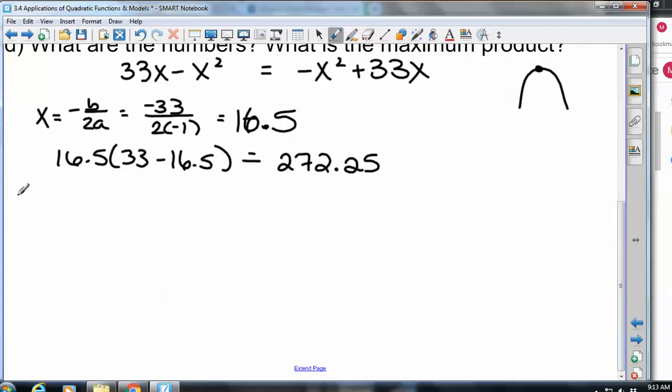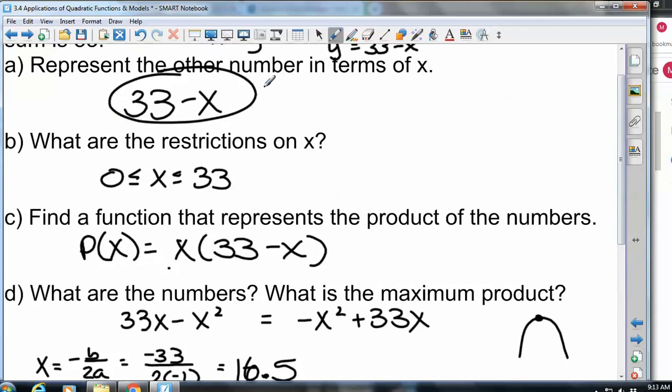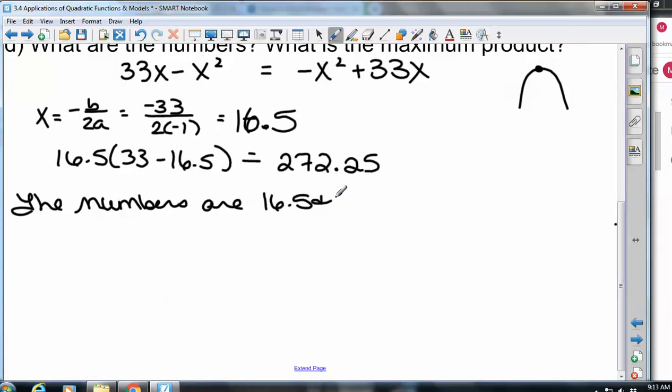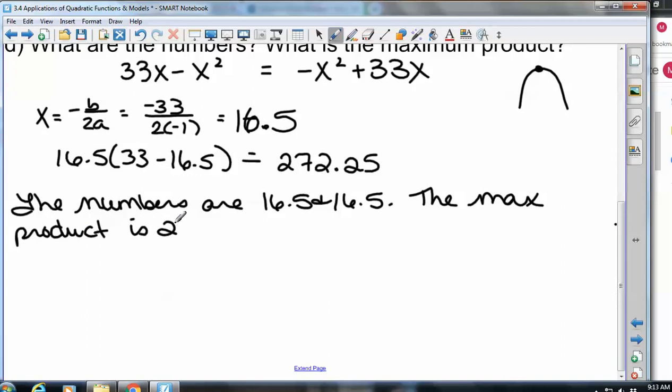So we have to answer the question. So the numbers are 16.5 and the second number was 33 minus x. What's 33 minus 16.5? The maximum product is 272.25.